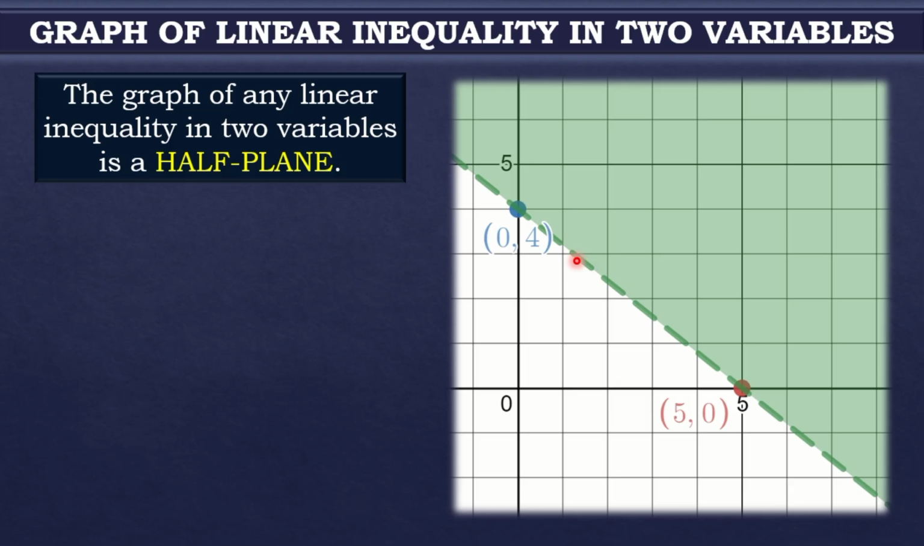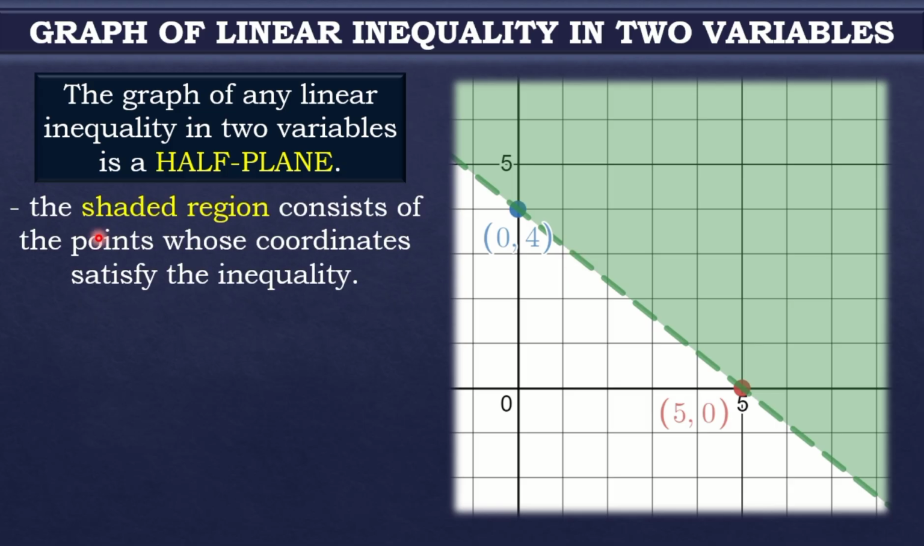Okay. Now, yung shaded part na yon, the shaded region consists of the points whose coordinates satisfy the inequality. O ito rin yung tinatawag nating solutions. Okay. So, lahat ng points na makikita natin dito, lahat ng ordered pairs na matatagpuan natin dito sa shaded region are what we call the solutions of the given inequality. Okay, so lahat ng nandito, hindi to solution.